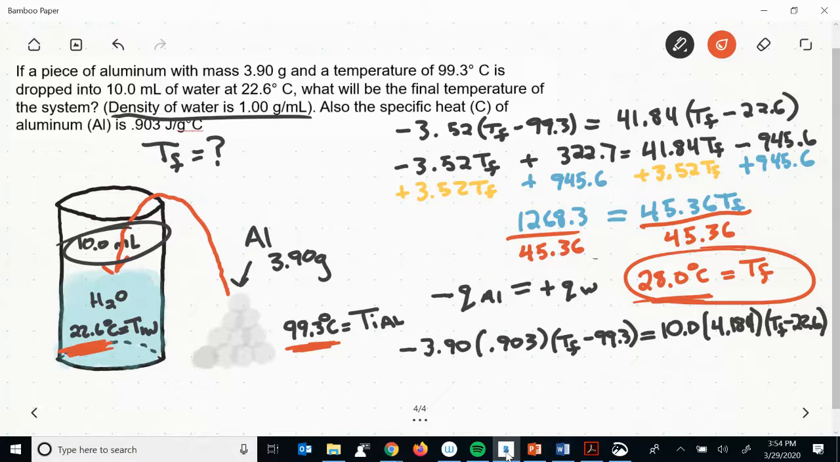Here's why. Water has a very high specific heat, so it takes a lot of energy to heat it up. And aluminum has a low specific heat, so it loses energy very rapidly, very quickly. So it makes sense that the aluminum is going to cool significantly, but the water's only slightly going to increase its temperature. Okay, let's come back together and we'll have you guys try one of these on your own.